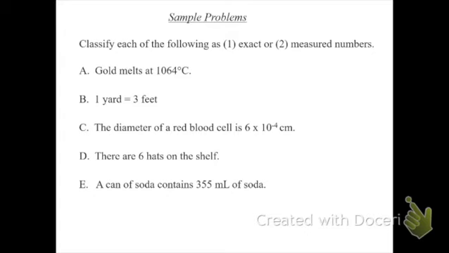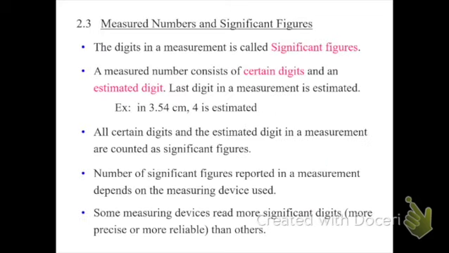The diameter of a red blood cell is 6 times 10 to the negative 4 centimeters. That's measured. As long as you need a measuring device to get that number, that's going to be measured. There are 6 hats on the shelf. That will be exact, very good. And a can of soda has 355 milliliters of soda. So that will be measured. Very good.